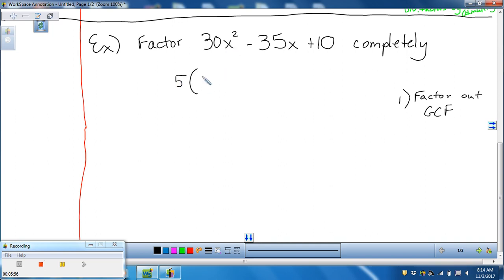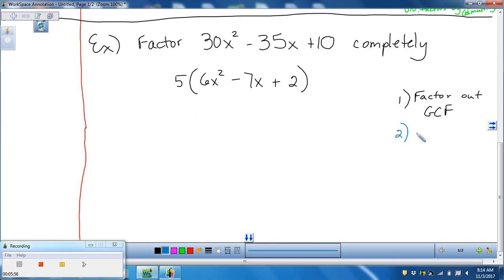30x squared divided by 5 is 6x squared. 35x divided by 5 is 7x. And this was a minus 35x, so it'll be a minus 7x. 10 divided by 5 is 2. So I've factored completely, or I've factored out the GCF. Now I'm going to continue to the next step, which is to rainbow the 6 over to the 2.